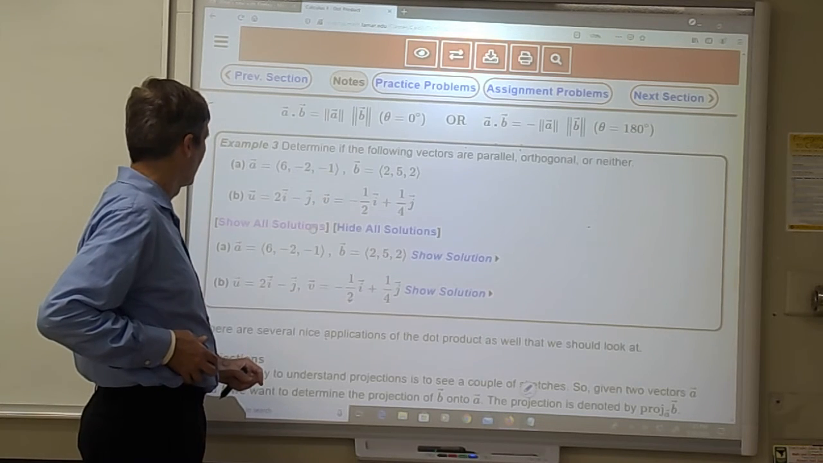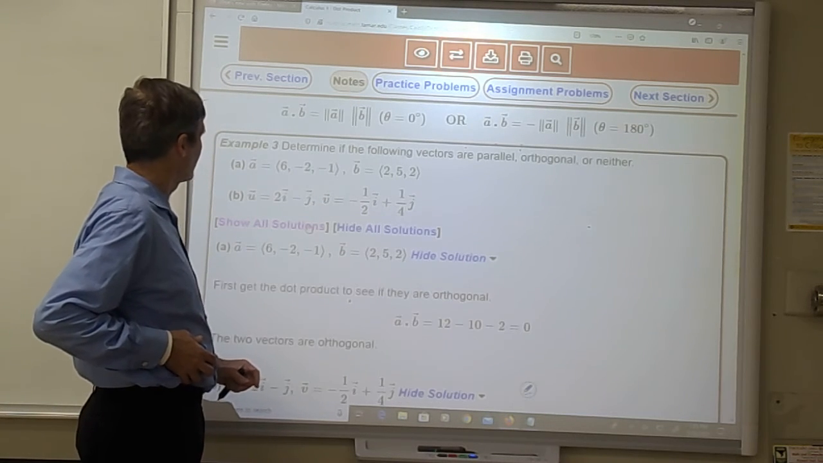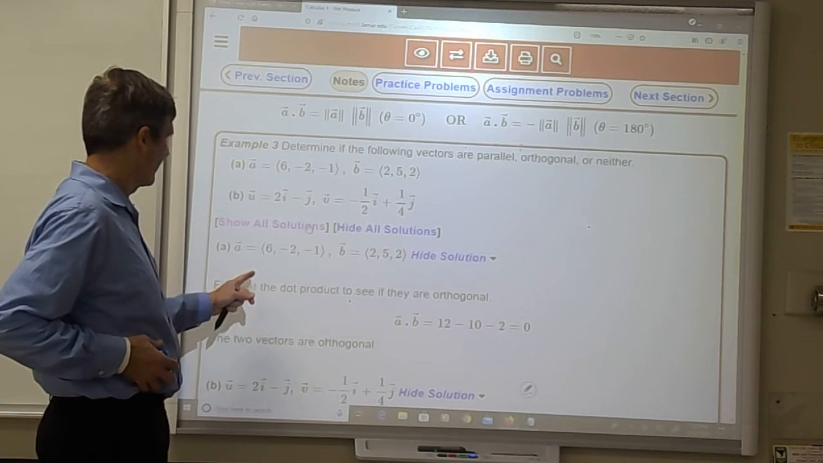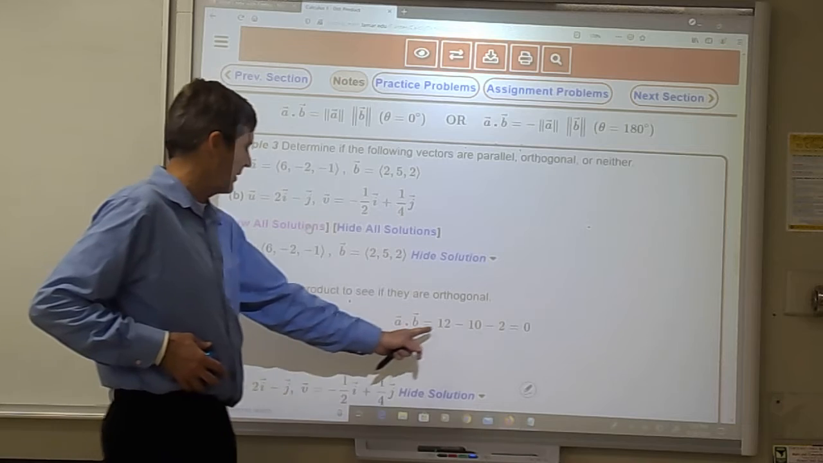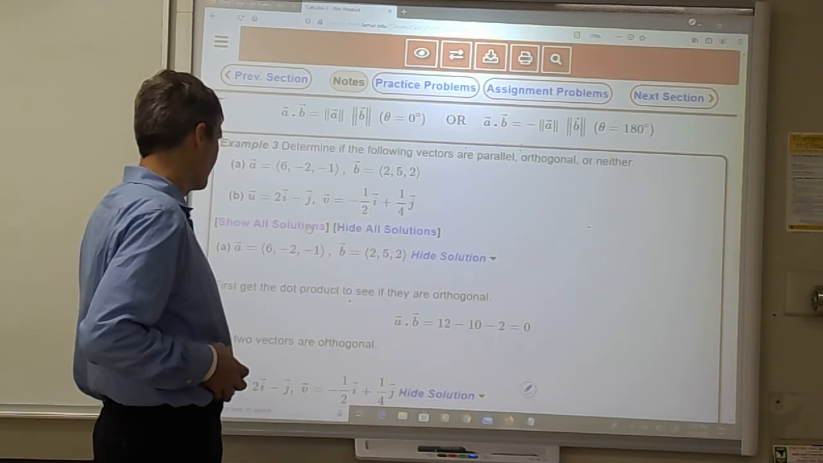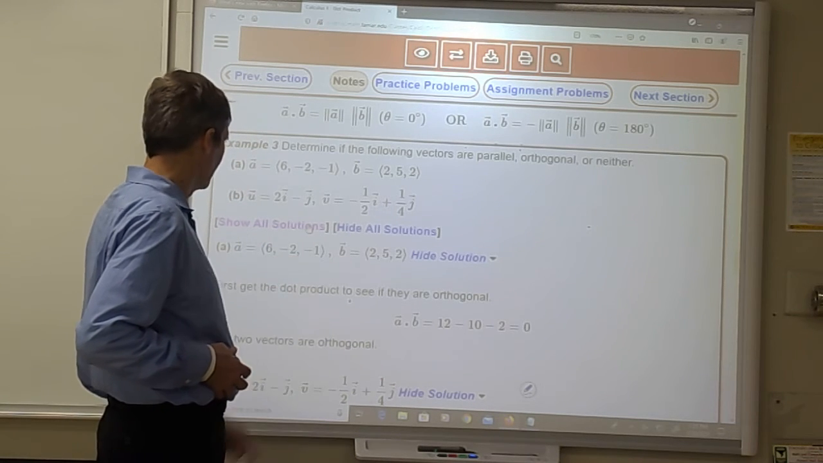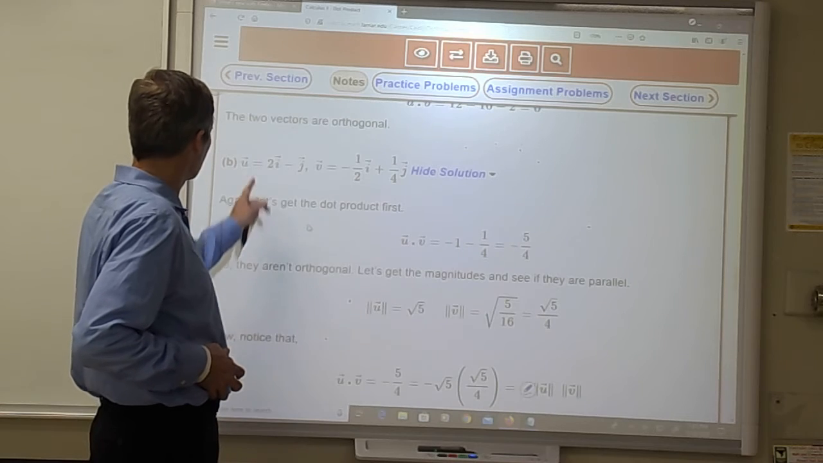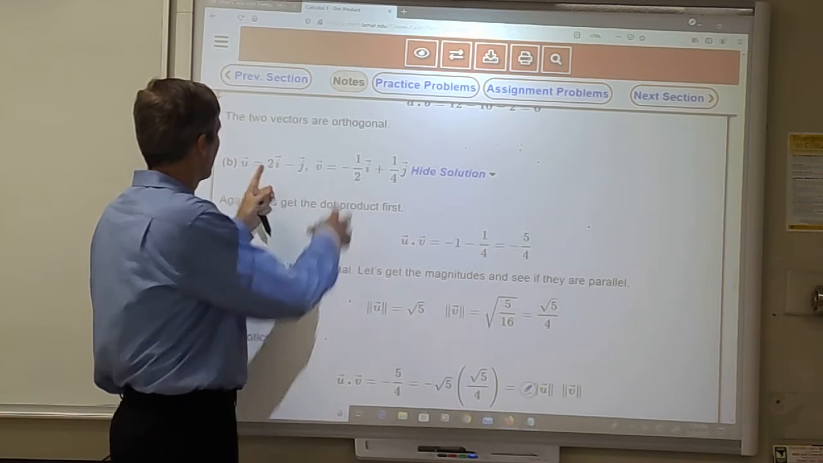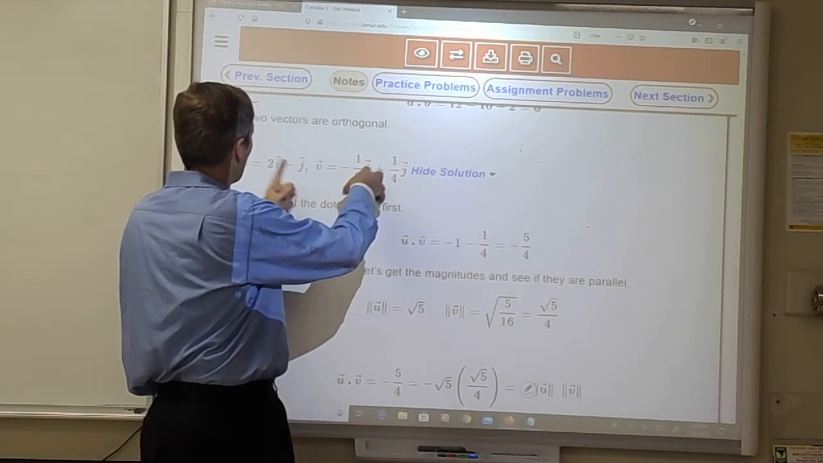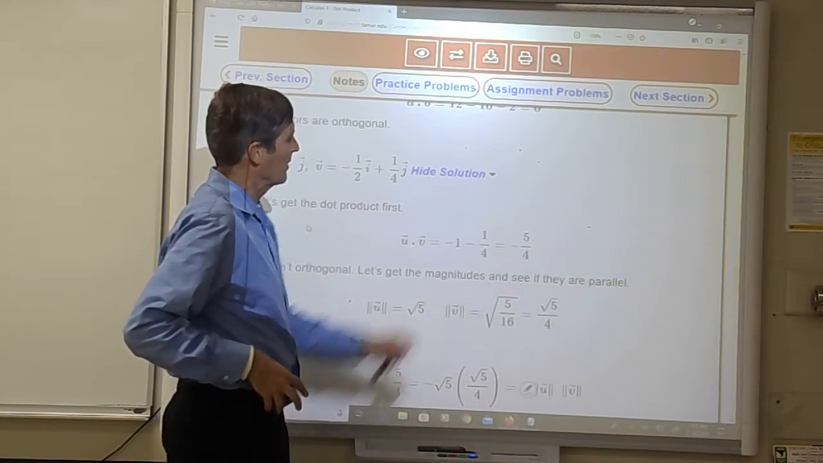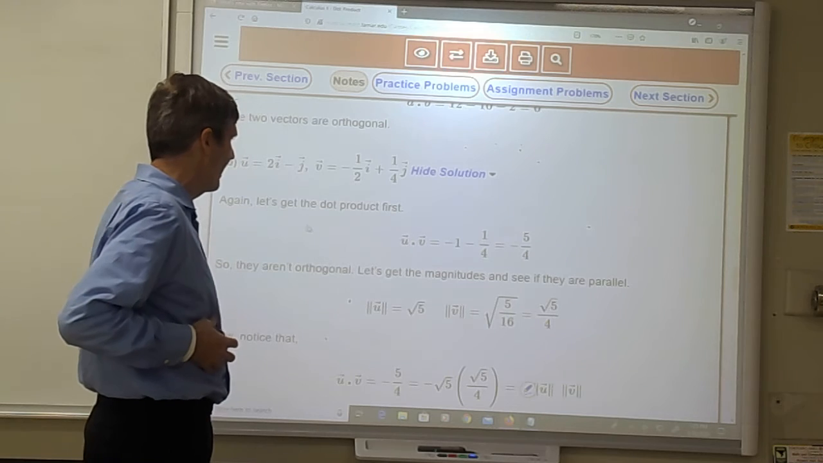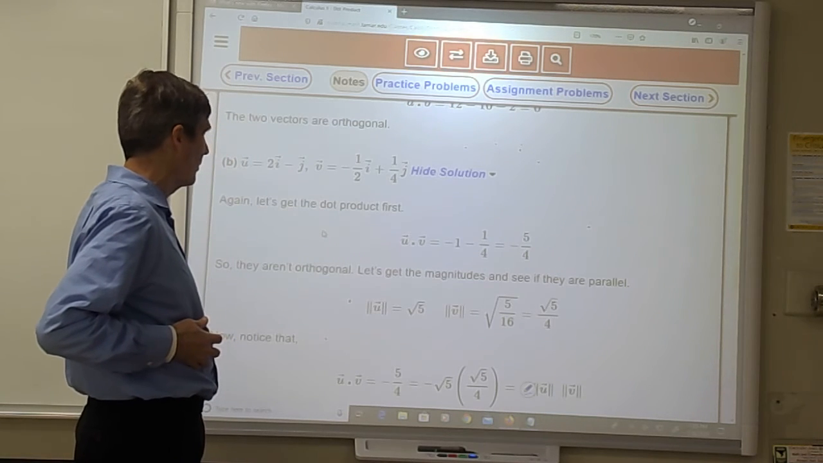But here are the solutions to this one. You take the dot product of this one with this one, you get 0, that means they're orthogonal, right? You take the dot product of this one with this one: 1/2 times 2, plus minus 1 times a fourth, gives you minus 5/4. That's a negative number. That means it's an obtuse angle between them, and they're not parallel or orthogonal.